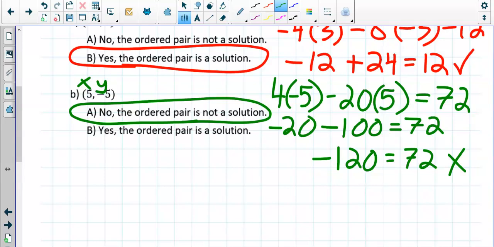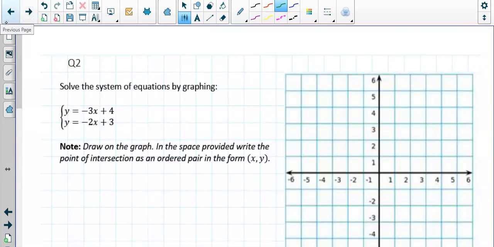Cool? Any questions so far? Good. Hopefully I'll make all this a little bit easier for you. So this guy right here, they want you to graph the system. Graph the system. All right, hopefully I can help you out on this one.